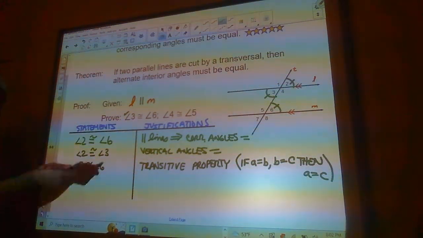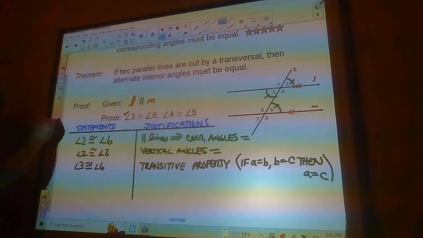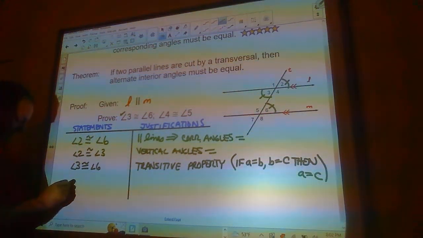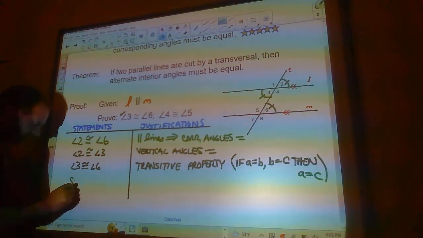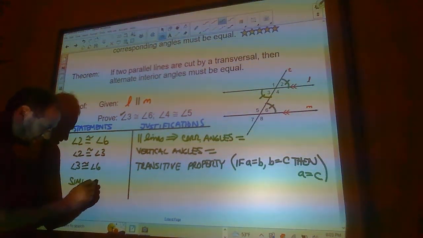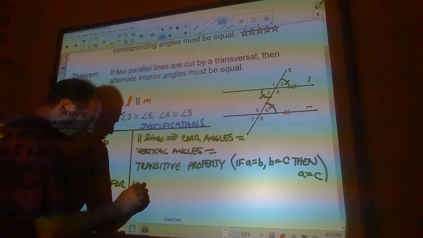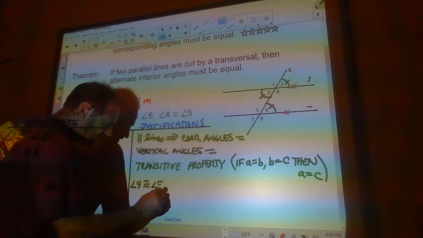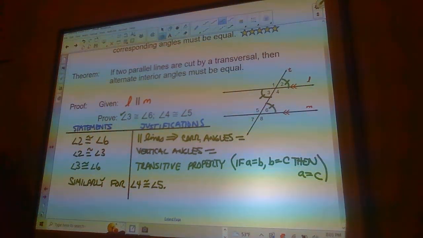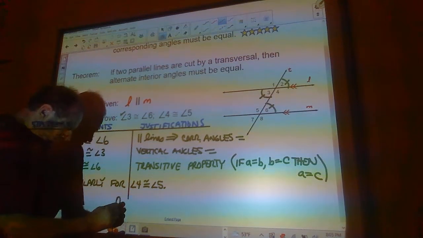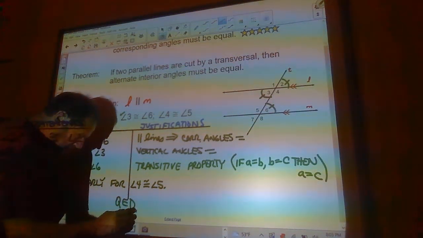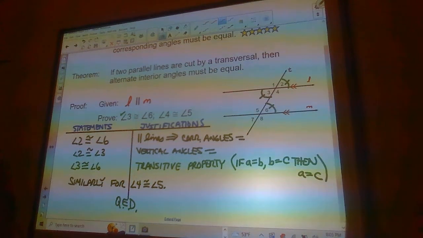Okay, now we would do exactly the same thing to show angle 4 is congruent to angle 5. So what we're going to write here is, instead of having to do this all over again, we're just going to say, similarly, for angle 4 to be congruent to angle 5. And we're done. QED, quod erat demonstrandum. Okay. Take a few minutes, make sure you understand that, make sure you can wrap your head around that really well.